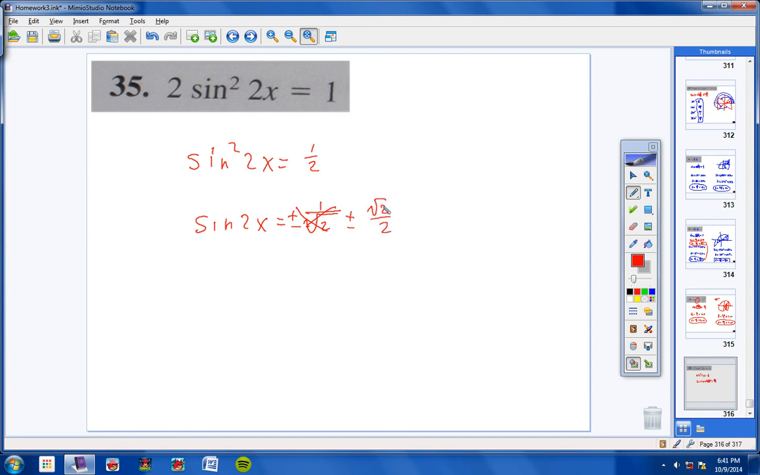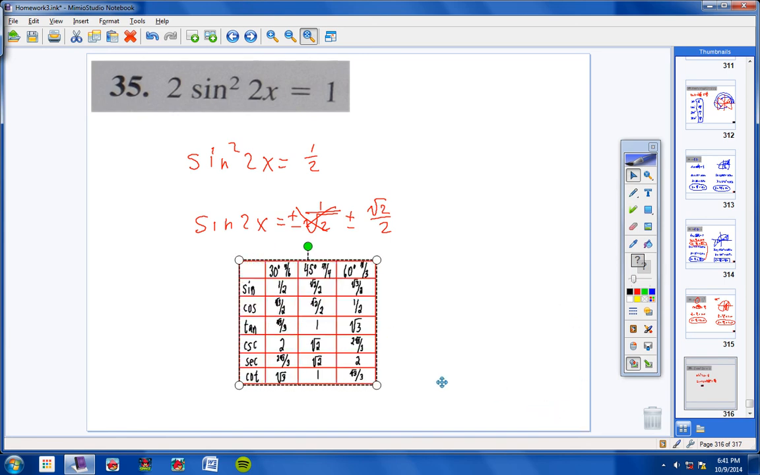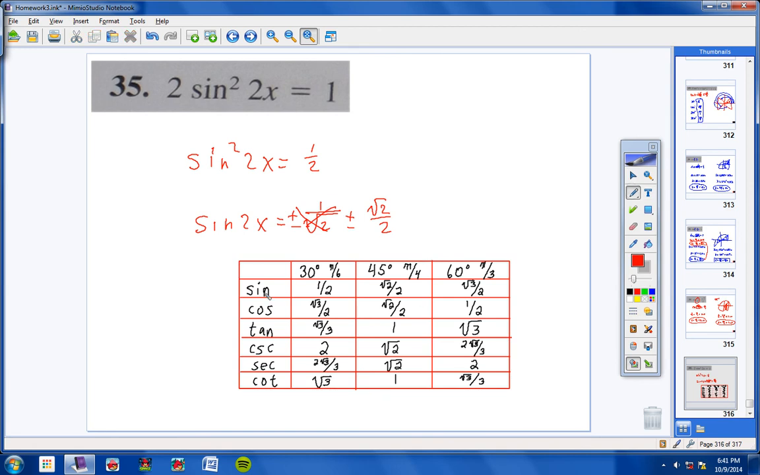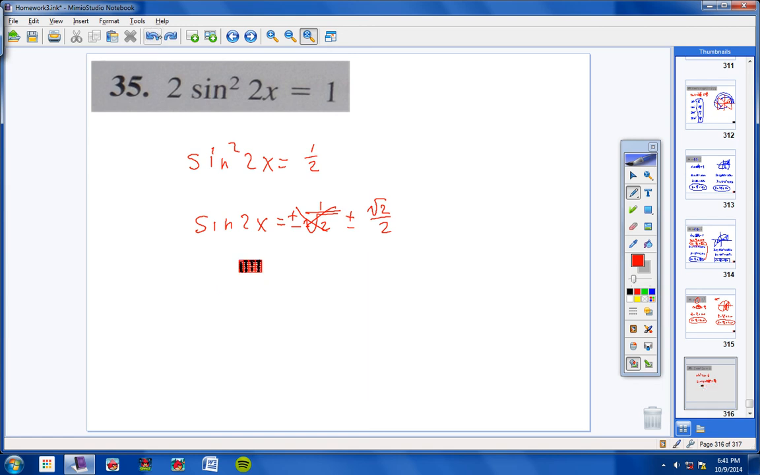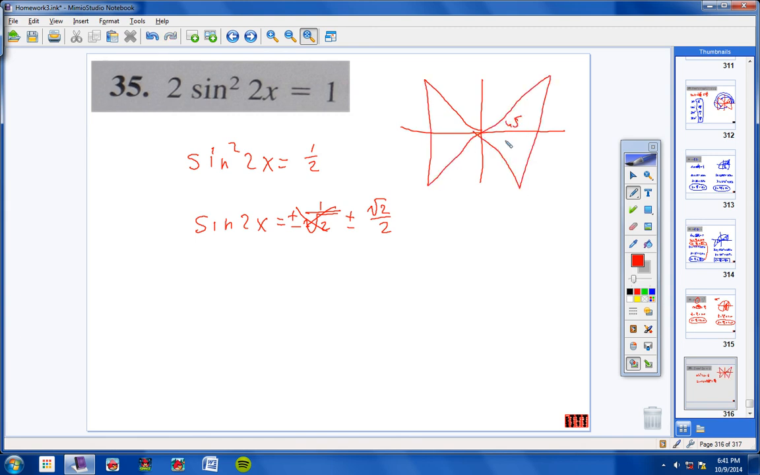All right, so next, let's pull up our table here real quick. And what angle, when I take the sine of it, I get square root of 2 over 2. Let's see, 45. So the sine of 45 degrees is square root of 2 over 2. Okay, so here we go. And then notice, students, because I have a plus minus here, I'm dealing with all 4 quadrants. Okay, so kind of like a bow tie. And 45 in all of those triangles.